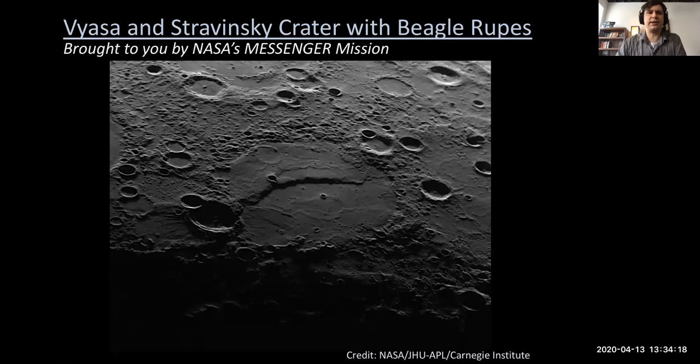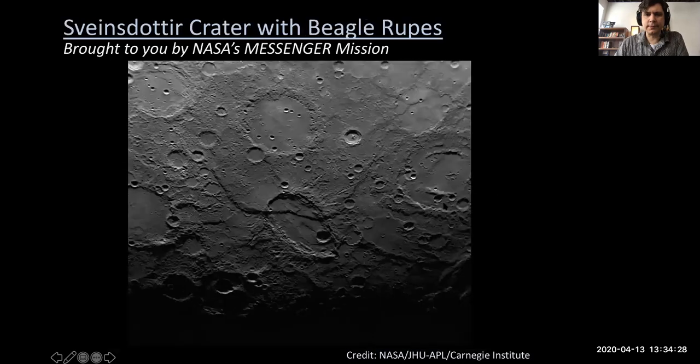So here we're looking at the Vyasa and Stravinsky crater with the Beagle Rupes cutting right through it. And here we have the Svensdotter crater, and again, Beagle Rupes cutting through it. So if you really are curious about what the surface of Mercury looks like, here are some camera images with pretty high levels of detail, good resolution on the surface.